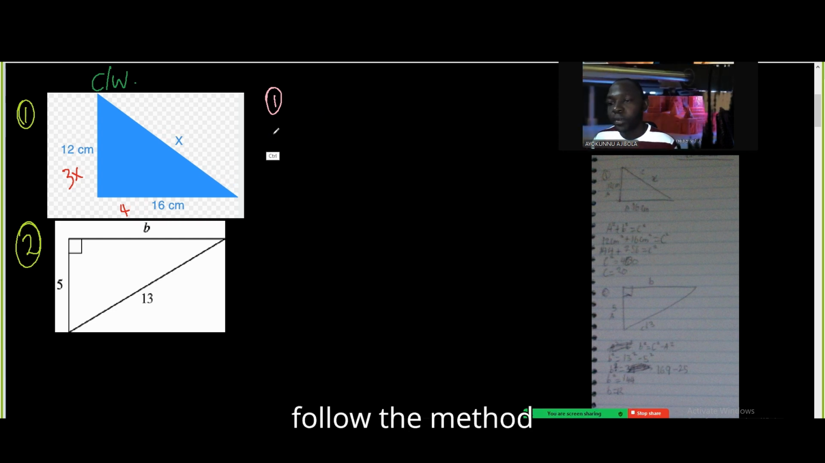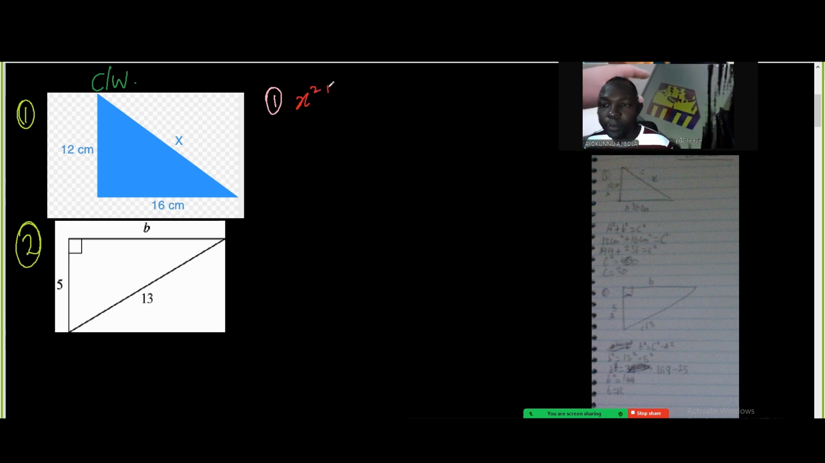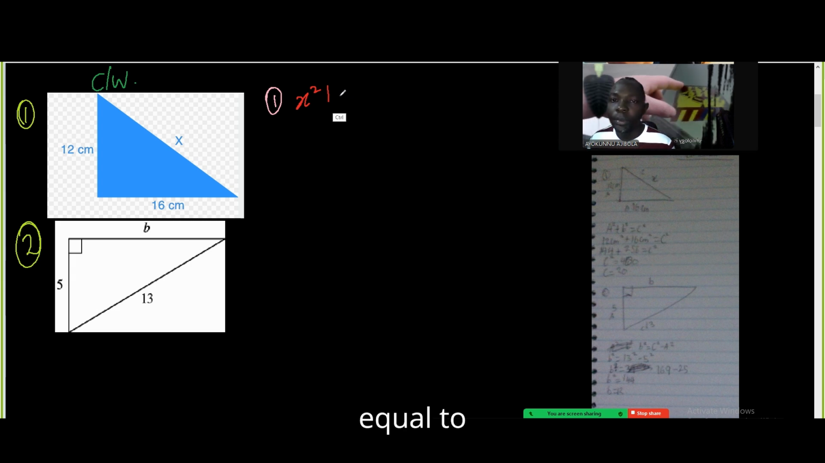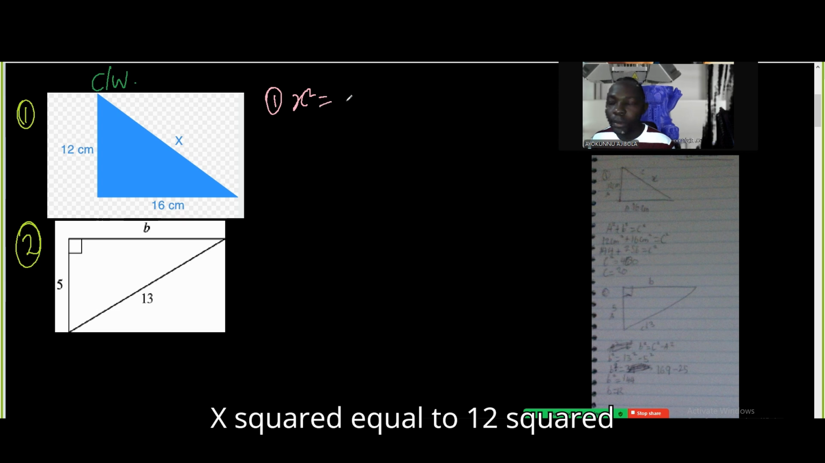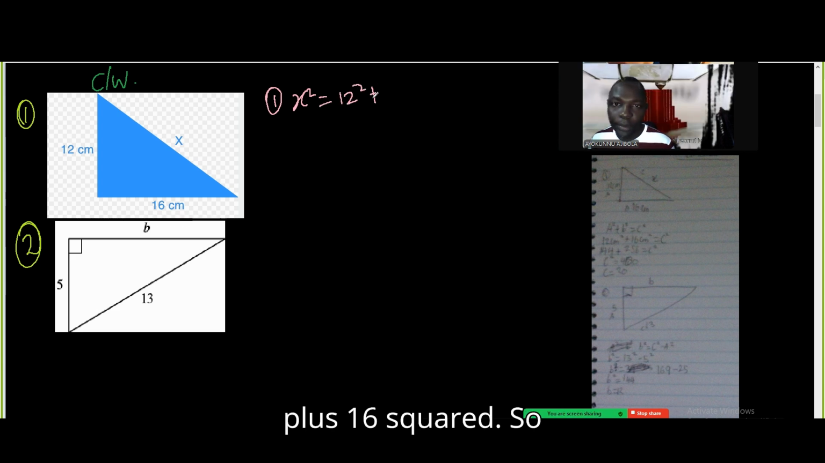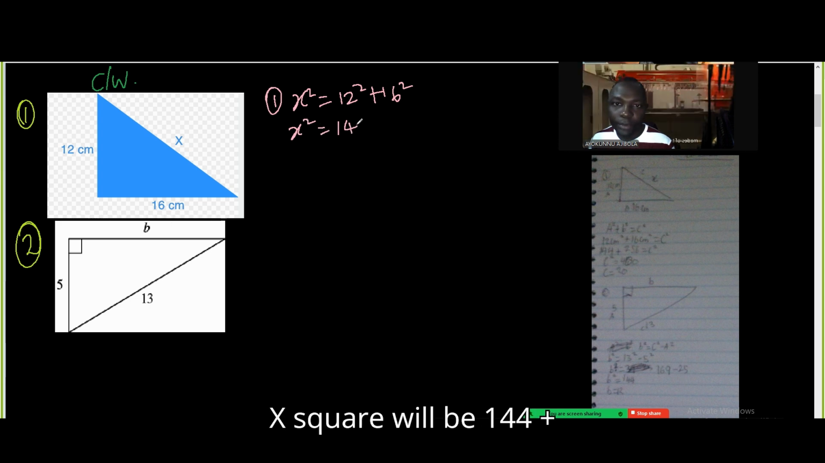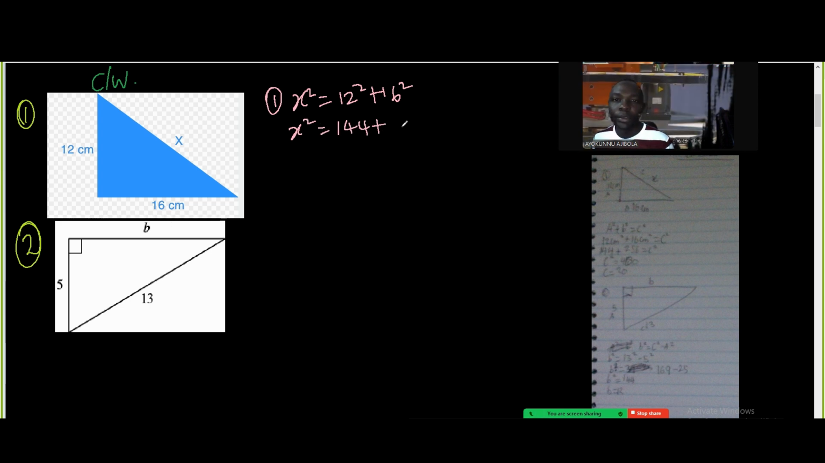But it cannot always work like that. That's why we need to follow the method and say x squared equals 12 squared plus 16 squared. So x squared will be 144 plus, what is 16 squared?